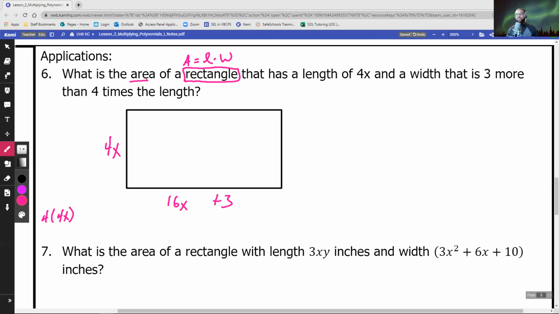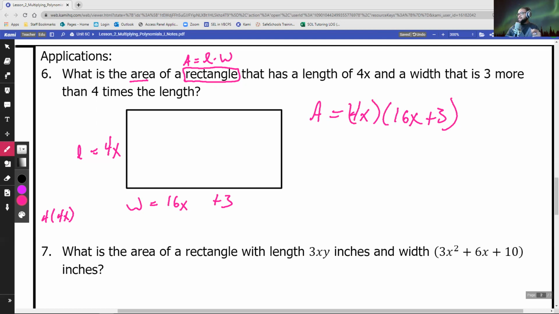And to find the area, we just multiply these things. So we've got A is equal to L times W. A is equal to my L, which is 4x, and my W, which is 16x plus 3. So A is equal to 4x times 16x plus 3. All right, so this question started off looking really tough and intimidating, but it's super, super duper simple. So let's go ahead and finish it up.